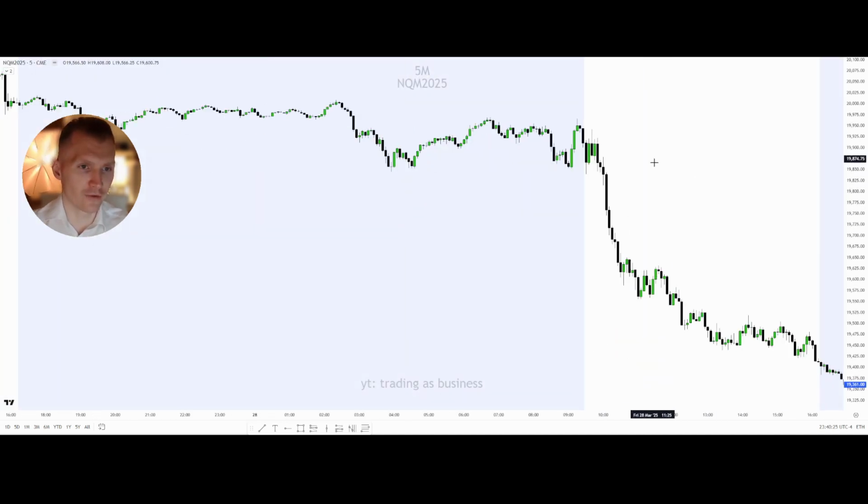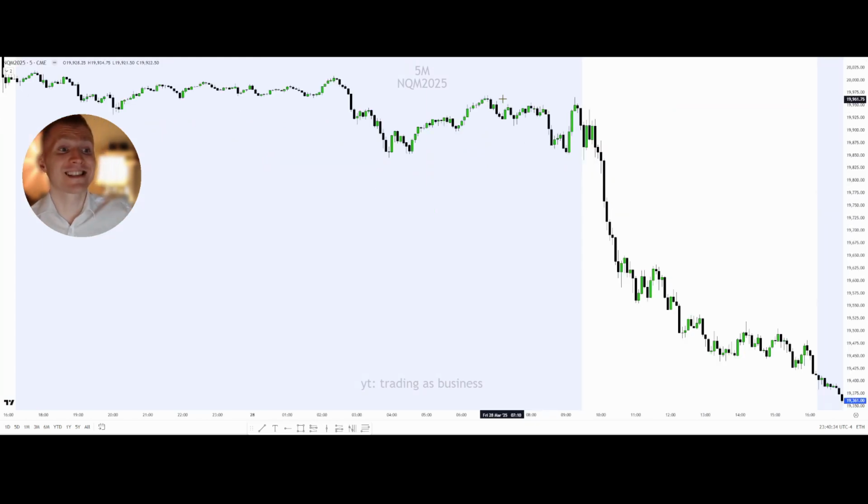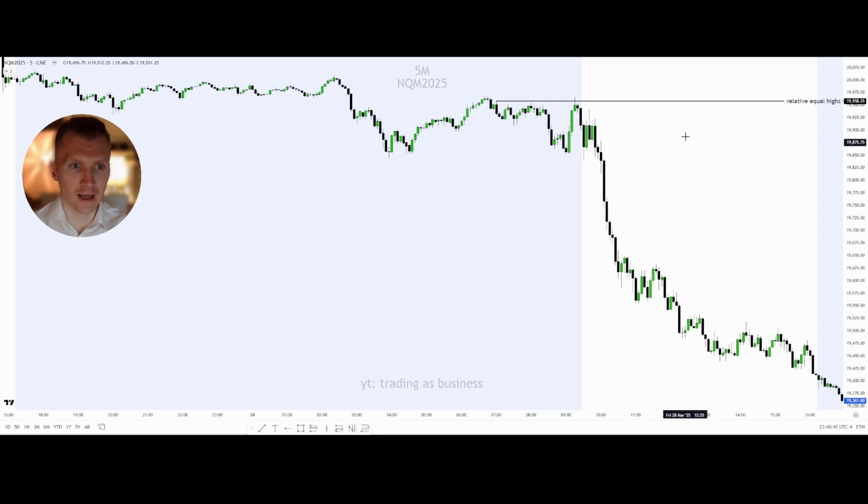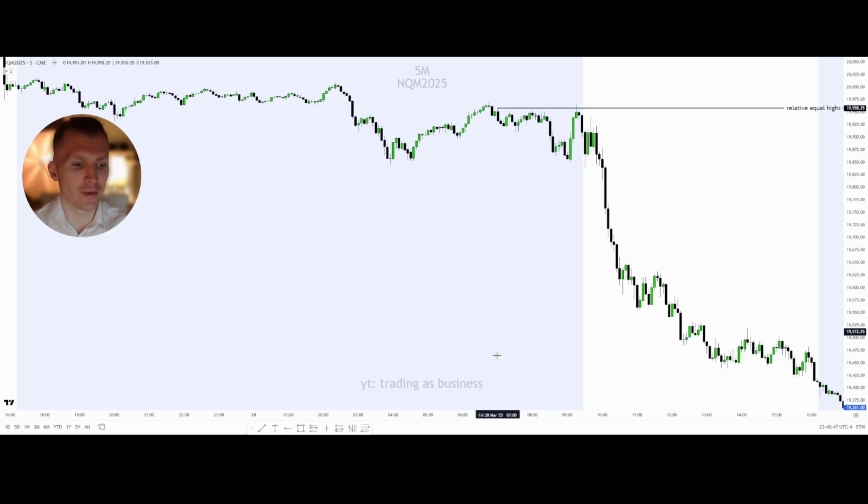This is how it looks on 5. All of those close candles, they take these relative equal highs, which is buy side liquidity. So buy side liquidity was taken, and what does it mean? Once this opening price is violated, you have a bearish order block. And where would be the entry?